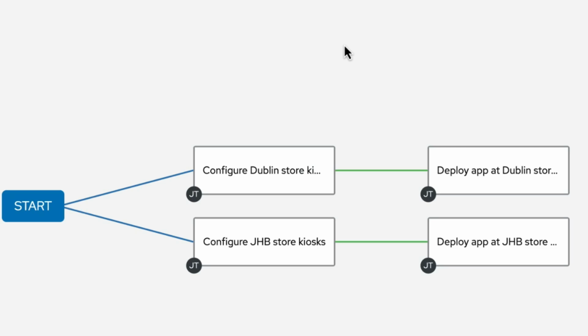When looking at the visualizer of the Ansible workflow template, we can see that we first configure the store kiosk and then the Cool Stuff Store application to each kiosk. And with that, let's kick off the deployment.